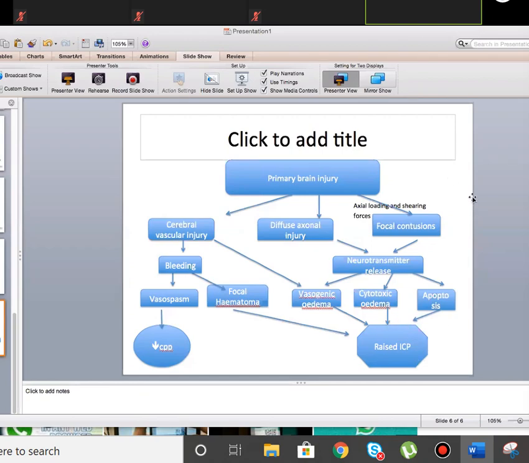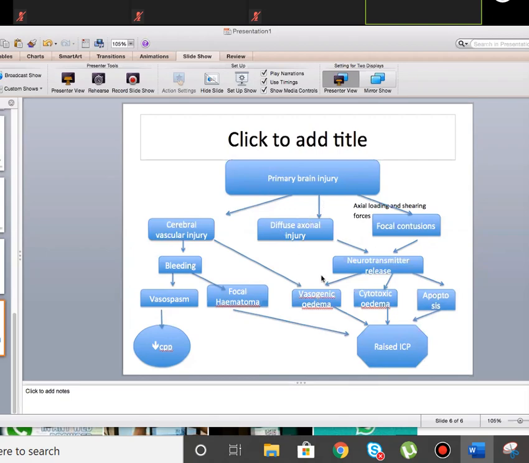So ultimately, because of primary brain injury, in one aspect, it reduces cerebral perfusion pressure and causes cerebral ischemia. And on the other hand, because of raised ICP, it will initially cause cerebral ischemia by reducing the cerebral perfusion pressure, which ultimately will reduce the cerebral blood flow, or else it can cause herniation syndromes, which will ultimately result in death.